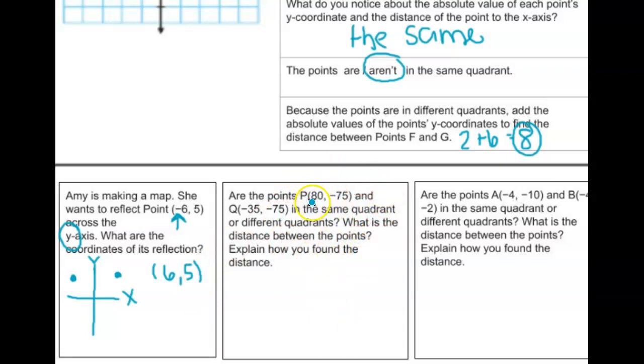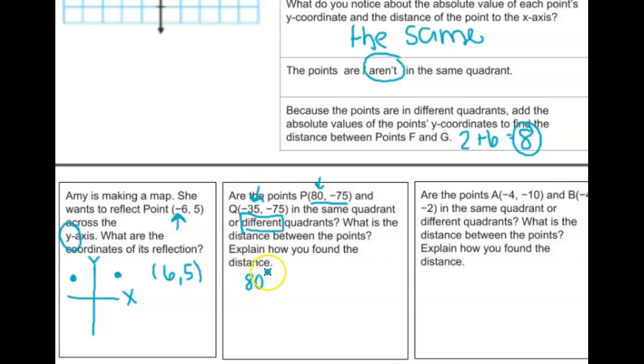Are the points 80, -75 and -35, -75 in the same quadrant or different? I know they're in different quadrants because this one's positive, negative, and this is negative, negative. What is the distance between the points? So let's look at our numbers here. For the x, we have 80 and -35. So those are the ones we're looking at.